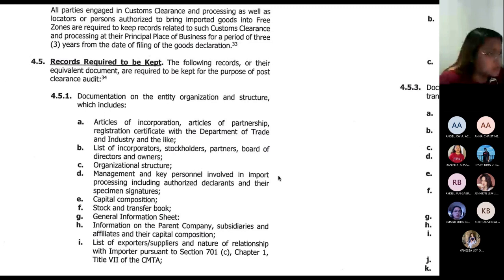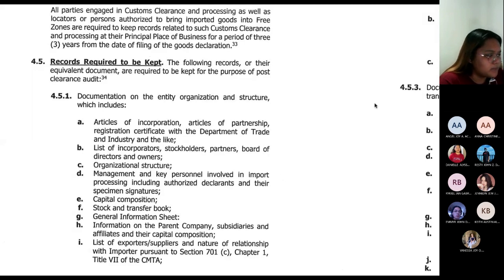B. List of incorporators, stakeholders, partners, board of directors, and owners. C. Organizational structure. D. Management and key personnel involved in import processing, including authorized declarant and their specimen signature. E. Capital commissions. F. Stocks and transfer book. G. General information sheet. H. Information on the parent company, subsidiaries, and affiliates and their capital composition. I.